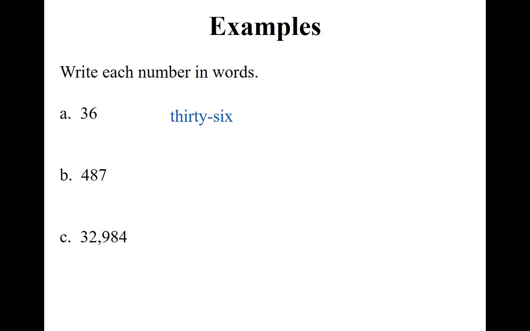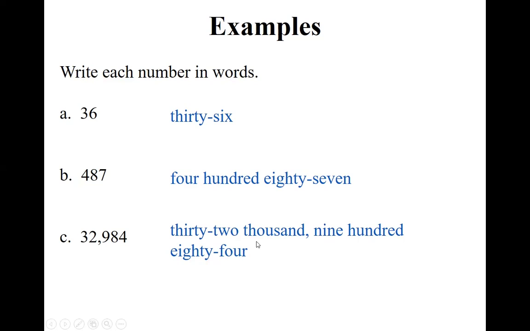So B, we would have 487. We don't put any dashes anywhere but the 87. In C, we're not just one period now, we're two periods. We have the thousands period. 32,984. In general, when we see a comma, we say a period. 32,984. The 32 and the 84 are in position to take hyphens. Thirty-two thousand, comma where comma is. 984, eighty-four.